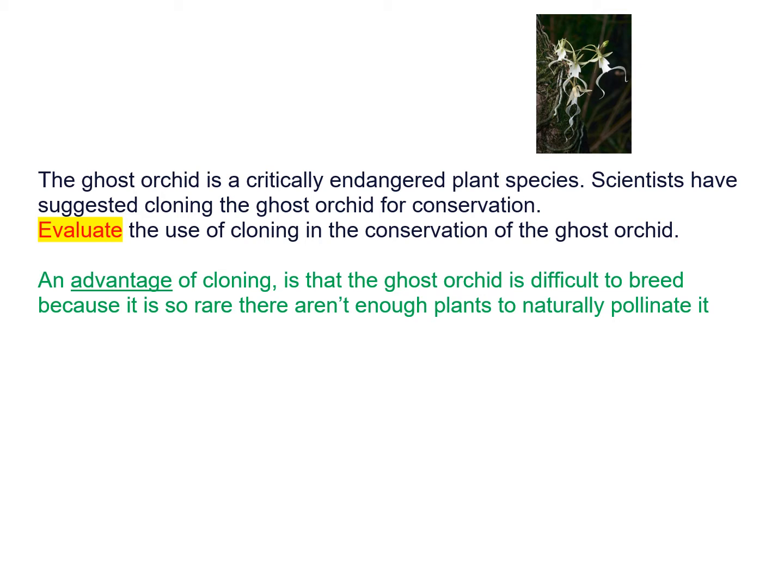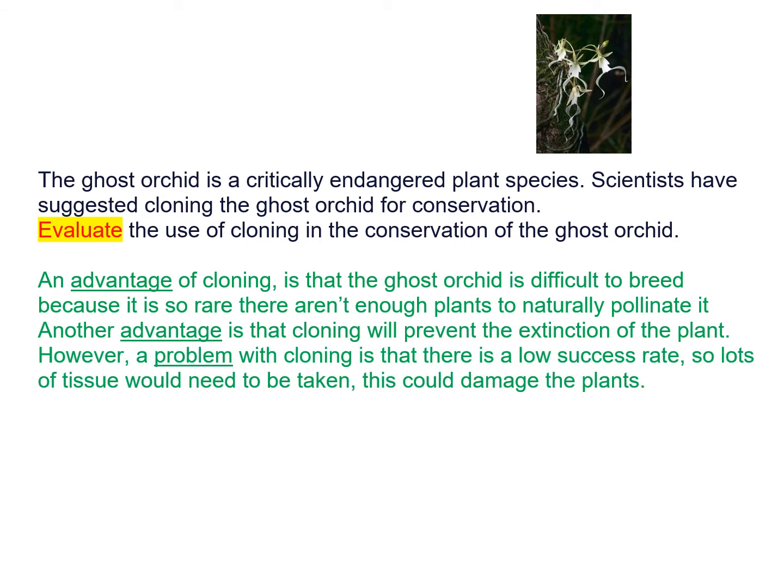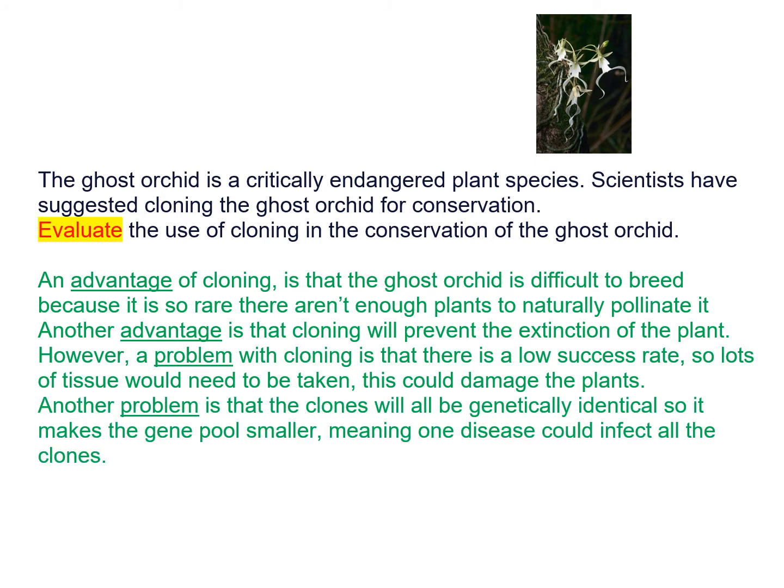One advantage of cloning is that we know that we can preserve this species, preventing extinction of the plant. However, a problem is that there is a low success rate, meaning we need to take lots of tissue which could damage the plant, and the clones will be genetically identical, which makes the gene pool smaller, meaning one disease could infect all the clones. You can pause the video again if you want to take time to read through this answer.